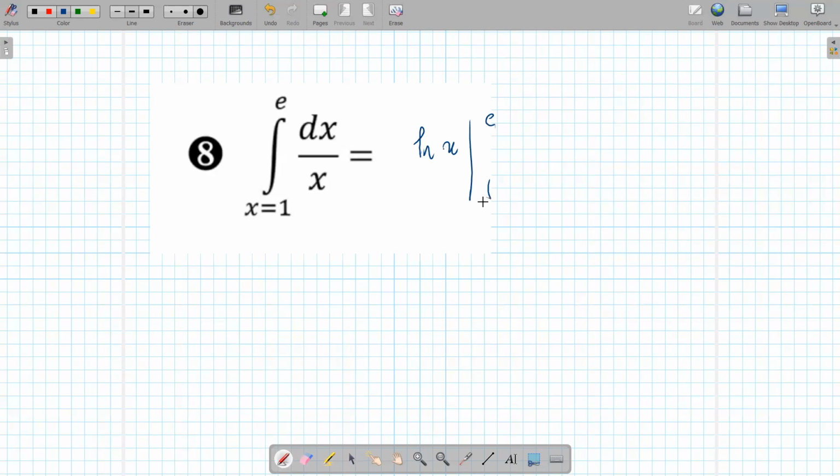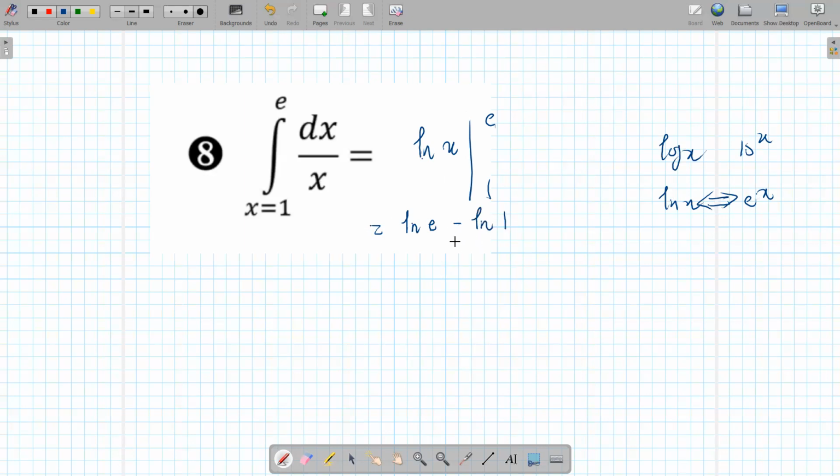Now ln and e, these are inverse functions. It's very similar to log x and 10 to the power of x. Ln of x and e to the power of x, they're inverse functions. So in the next step, when we plug e as x, you get ln e for the upper bound, minus the lower bound, ln of 1.